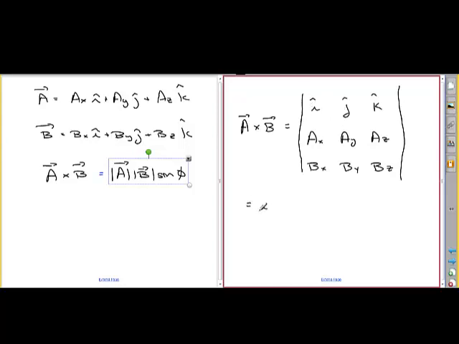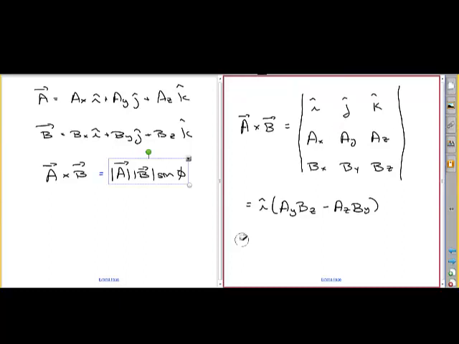Now, if you've taken matrices, the determinant of these 9 elements works like this: you take the I vector and you multiply it by the determinant of this submatrix. So you take A sub Y times B sub Z minus, so when you go this way and then you go that way, and when you go this way, you make it negative. So that's going to be A sub Z times B sub Y. These are magnitudes that you're multiplying. So this will give you magnitude, and this will give you the direction.